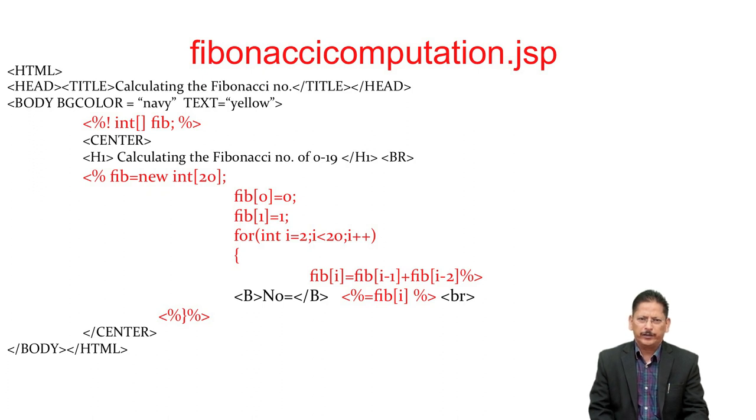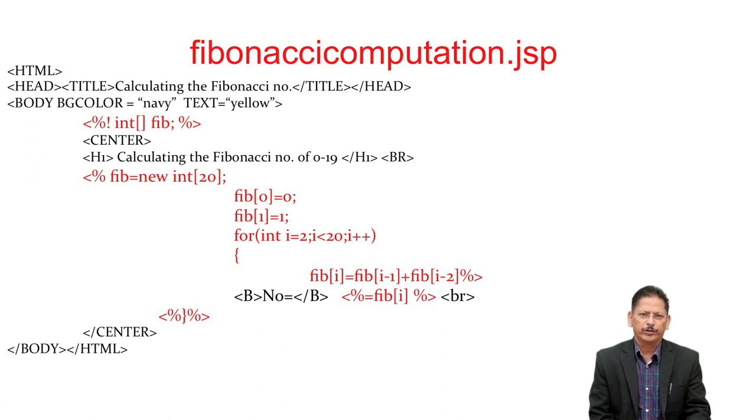1. And number we have given here bold face, and then we are printing it. And finally, curly bracket will be closed. Curly bracket is a part of JSP statement, and then center will close, body will close, and HTML will close. This is the first program. This is by this if statement.